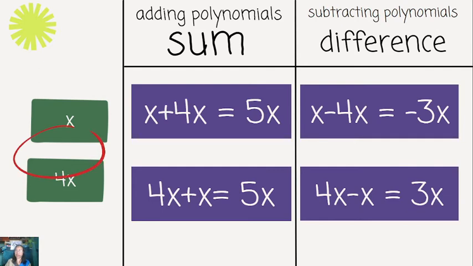So 4x minus x is simply 4 minus 1. That becomes 3x. The x is just being copied. The common literal coefficient is being copied. What you are just going to consider are the numbers.